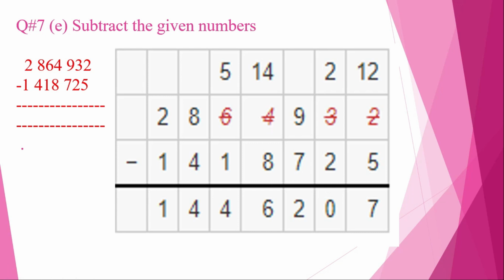Four again is less than 8, so we borrow from the 6 and it becomes 14. Subtract 8 from the 14 and we get 6. Here we have 5 left. So 5 minus 1 is equal to 4, 8 minus 4 is 4, and 2 minus 1 is 1. And here is our answer: 1,446,207.